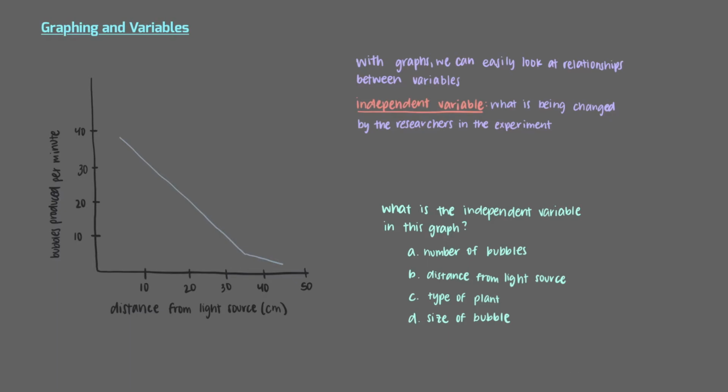The independent variable is what we are changing in the experiment. Some people refer to it as the manipulated variable. We are changing the distance that the plant is from the light source, so this is the independent variable. You'll notice that this is represented on the x or horizontal axis. The independent variable is always found here.